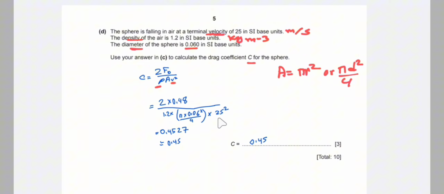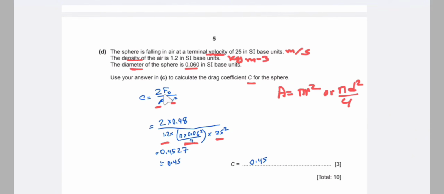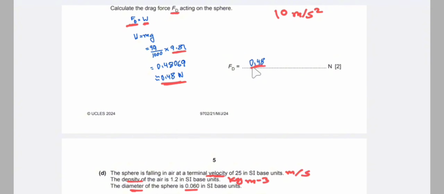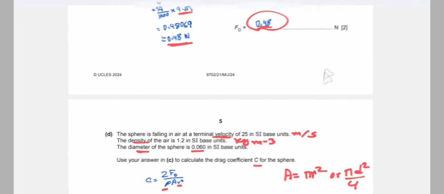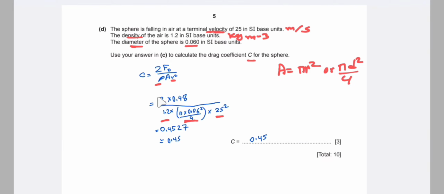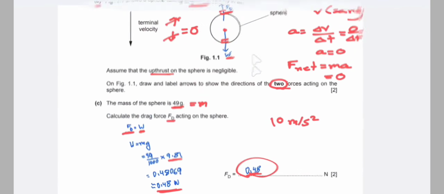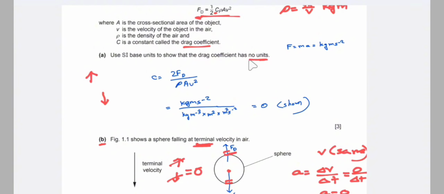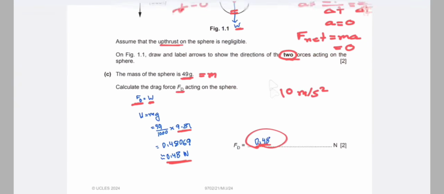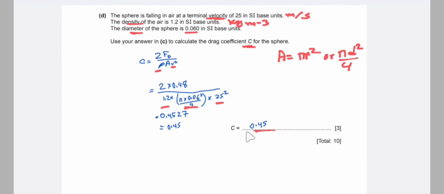We know the value of velocity, that is 25. We found the area, and we know the value of density. And what is the value of force? Fd, the drag force, is 0.48 Newton. After substituting the values, we calculate the value of C as 0.4527, approximately 0.45 to two significant figures, and it has no unit. C, the drag coefficient, has no unit. Therefore, we give our answer as 0.45.